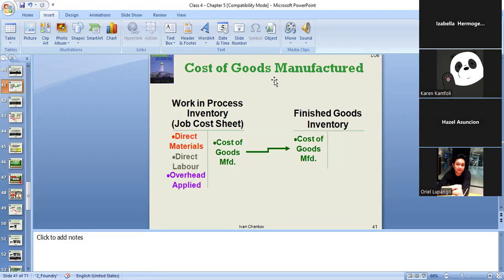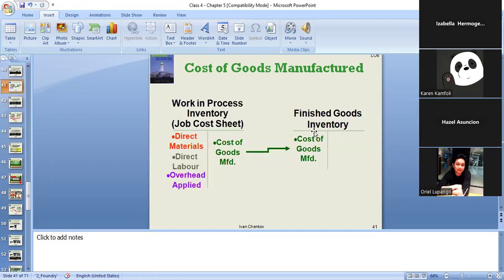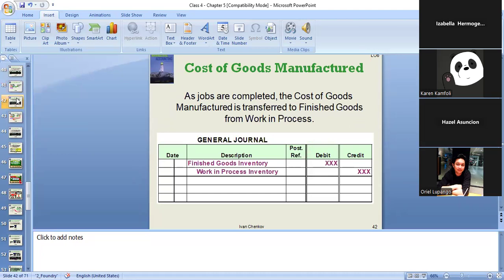Now, once the product is ready, we're going to move it from the work in process into the finished goods inventory. How are we going to do that? By debiting finished goods and crediting work in process for the cost of goods manufactured. So again, we're going to debit finished goods account and we're going to credit work in process inventory.